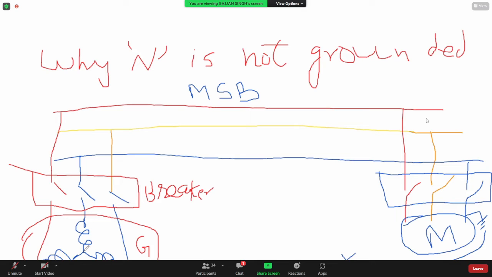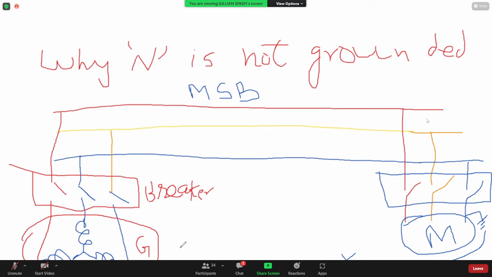I'm repeating now, very, very important. If it is asked why neutral is not grounded on ship, you say that with a single earth fault, machinery will not trip. It will continue working because high current will not appear. The loop is not formed. From the earth fault point, high current will not rush back to the source. So tripping will not happen. That is the important point.